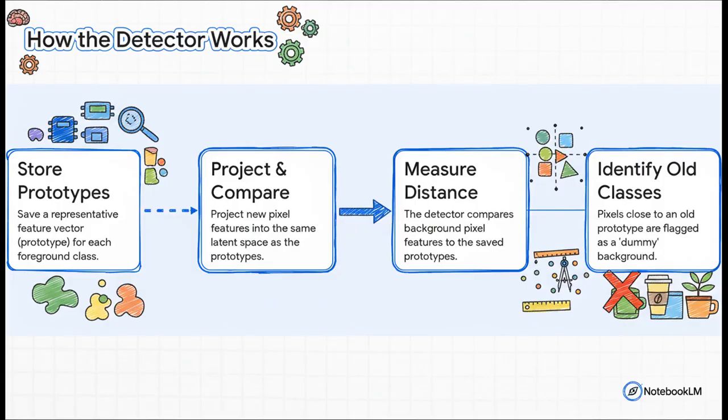So how does it actually work? It's not magic, it's actually just clever geometry. For every class the model learns, like person or car, it saves a kind of signature, a representative feature vector they call a prototype. Then, when a new image comes along, it takes the features of each background pixel and compares them to all the prototypes it has stored. It's basically measuring the distance. If a pixel's features are super close to, say, the person prototype, the detector flags it. It's like it's raising its hand and telling the rest of the model, whoa, hold on. The label says this is background, but it sure looks and smells like a person to me.